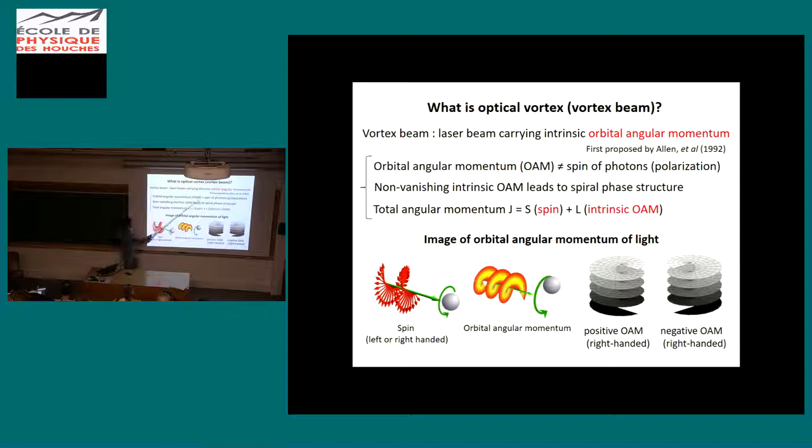Namely, the spin of a photon is the left and right-handed circular polarization. Here the orbital angular momentum is not the circular polarization of the light. This cartoon shows the image of the spin and the orbital angular momentum of light. Due to the presence of this orbital angular momentum, the total angular momentum of the photon is given by the sum of the spin and the orbital angular momentum, like the electron orbit in the atom. This is a simple definition.